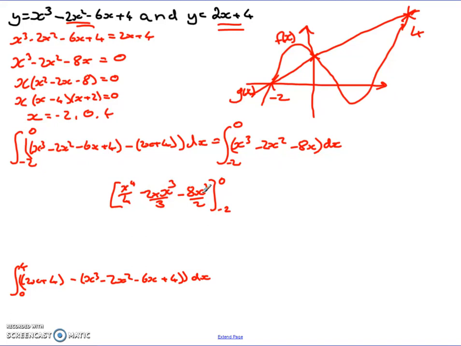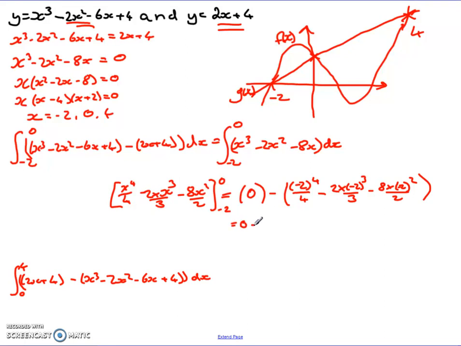Now every term here has an x in it, so if I substitute 0 into here, I'm actually going to end up with 0. So my upper part of my limit is going to be 0. So then I'm going to be take away all of this at negative 2. So it's going to be take away negative 2 to the power of 4 over 4, take away 2 times negative 2 cubed over 3, take away 8 times negative 2 squared over 2.